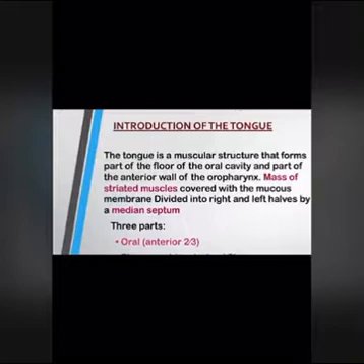The tongue is a muscular structure that forms part of the floor of the oral cavity and part of the anterior wall of the oropharynx. The tongue is a mass of striated muscle covered with mucous membrane, divided into right and left halves by the median septum.